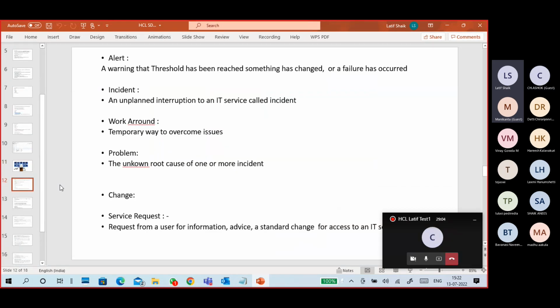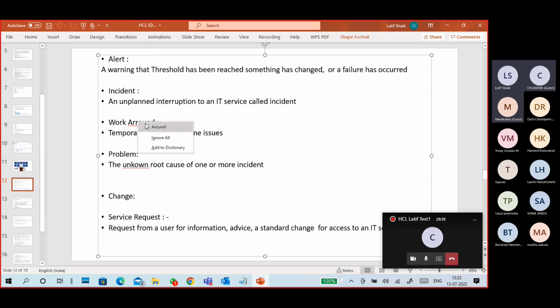Alerts. If any warning or error occurs, it immediately generates an alert. So then we can understand there is an alert and we have to take care of the situation. Okay, so next one is incident. What is an incident? Any unplanned interruption. What is an unplanned interruption? System is down, server down, service down, internet disconnected, unable to send a mail. These are all incidents.